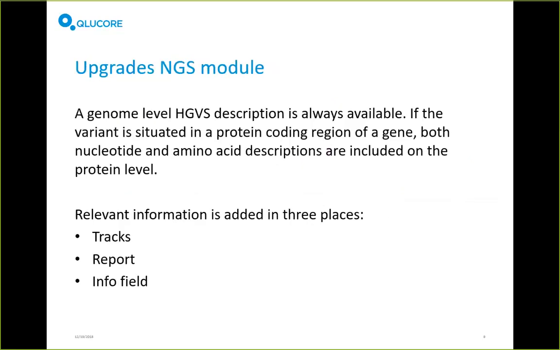We've done a few service upgrades to the NGS module. We had some feedback from some customers that are using this, and they really wanted genome level HGVS descriptions. For those of you who are not into NGS, this means that we have a standardized way of showing mutations that follows the HGVS standard. And we're also showing this on the protein coding region, which means that we can actually see what a mutation will result in terms of changes to the produced amino acid or the produced protein.